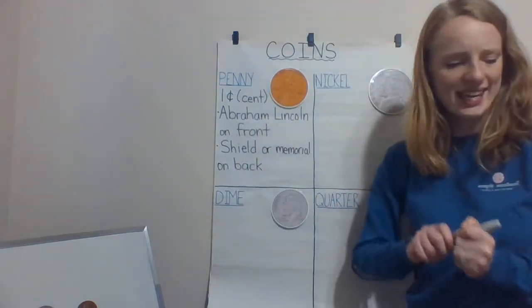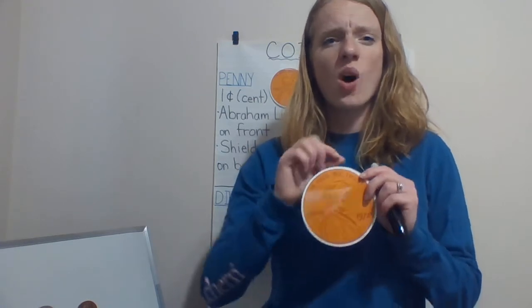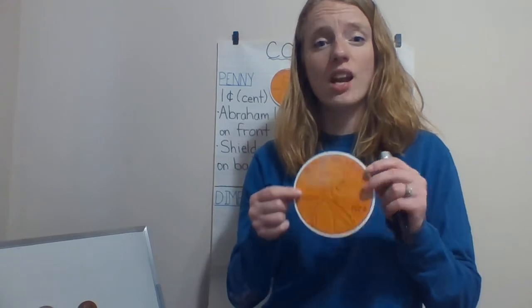So a penny has smooth edges. So when we looked at coins while we were still in school, we noticed that some coins had smooth edges while some coins had bumpy edges with some ridges on it. So a penny has smooth edges.